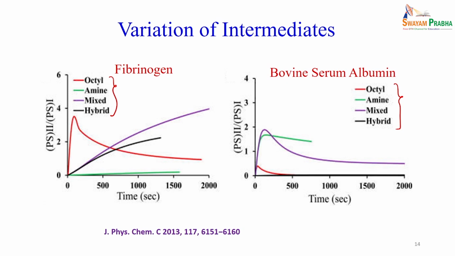So, the rate of adsorption, or you can say the rate of attachment or the rate of rearrangement, depends both on the protein as well as on the surface. We have the same surface, but two different proteins, and we can see the rates are different. So, the rate depends both on the protein as well as on the surface.